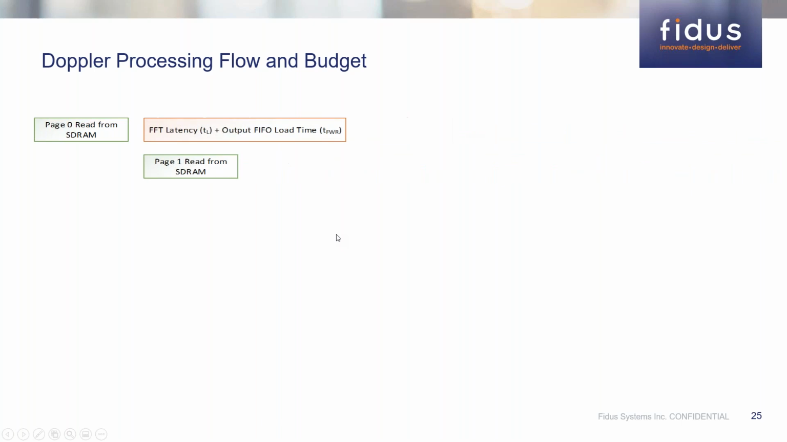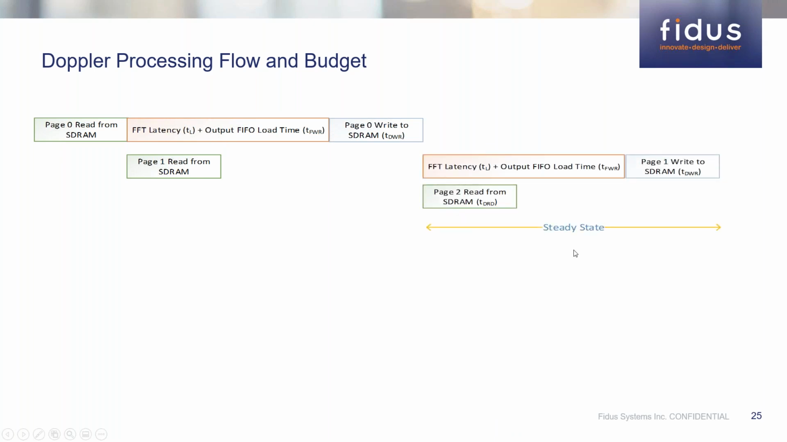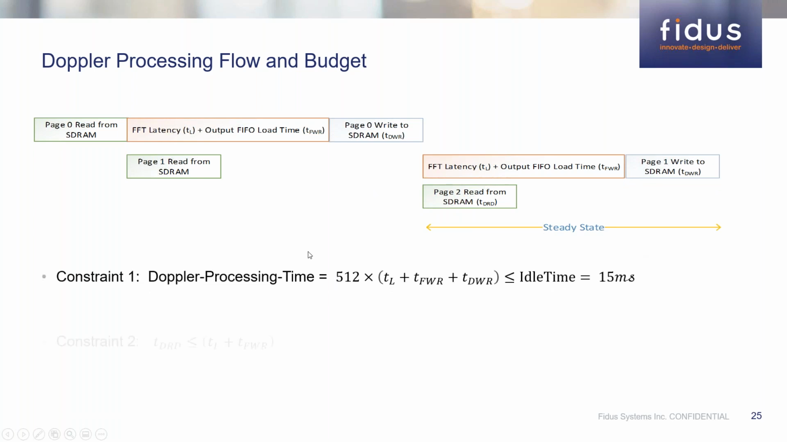Quickly, to show how this will work, we will read the page and process the FFT. However, within the FFT time, we are going to read the second page in parallel. We are going to write the output FFT to the SDRAM and start another cycle. This cycle is the steady state. We will have 2 constraints here in order to fit within the constraint of 15 milliseconds. The steady state time times 512, the number of pages, has to be under 50 milliseconds. At the same time, the read time from the SDRAM has to be less than the latest FFT and the time to write into the output FIFO.